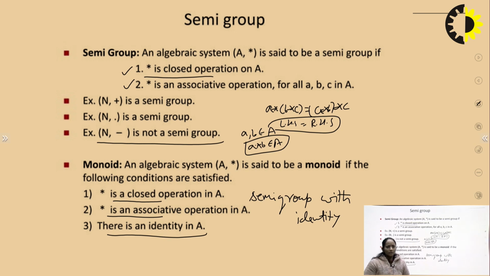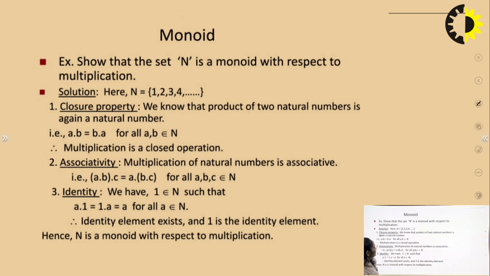Semi-group means closure and associativity. If identity also exists, then it is called a semi-group with identity, or monoid. Here we can take one example: show that the set N, where N is the set of natural numbers, is a monoid with respect to the operation multiplication. How can we check whether this is a monoid or not?